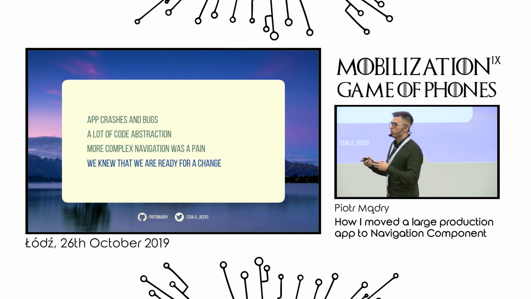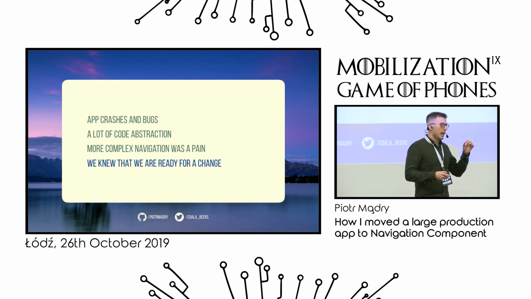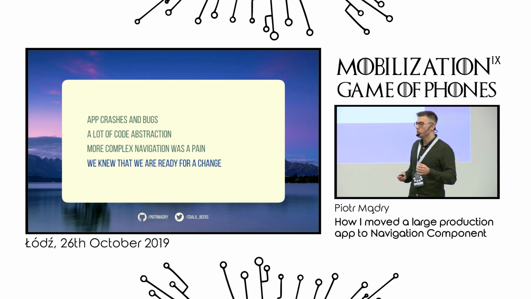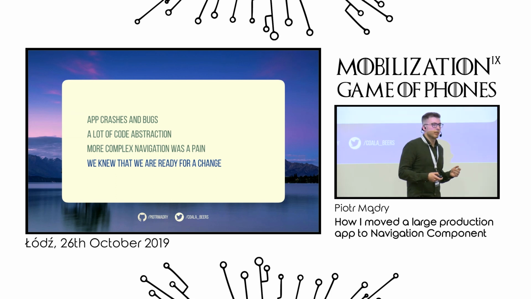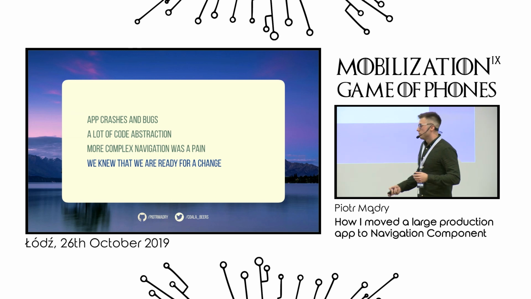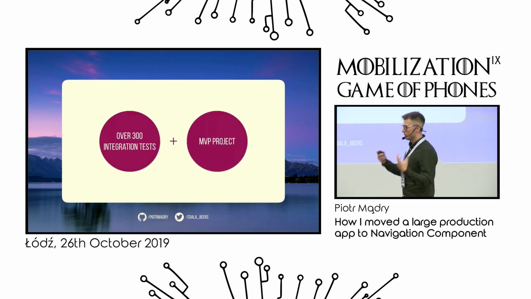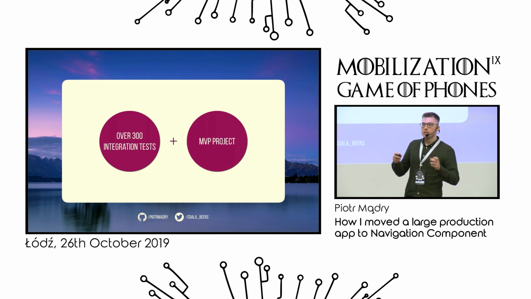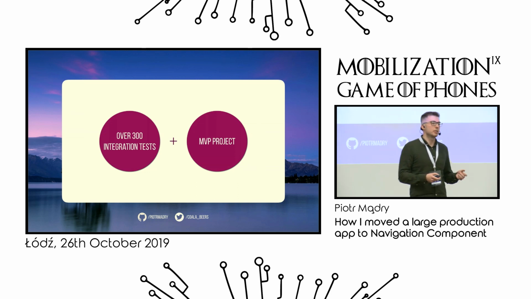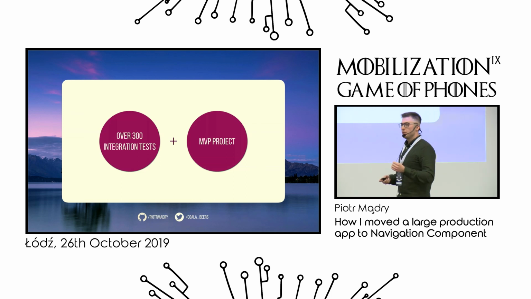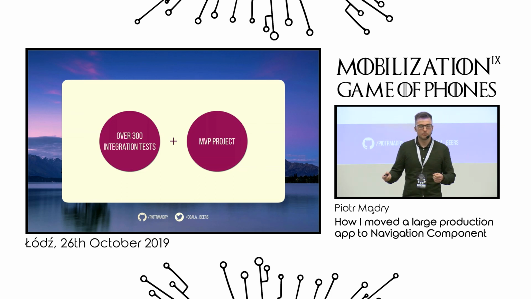But the most important point here is that at this time, we knew that we were ready for the change. We'd done some preparation for that. And we built our confidence on two things. The first thing is that when we started to work on this project, we built over 300 integration tests around the functionalities. So almost every screen transition in the app was tested.